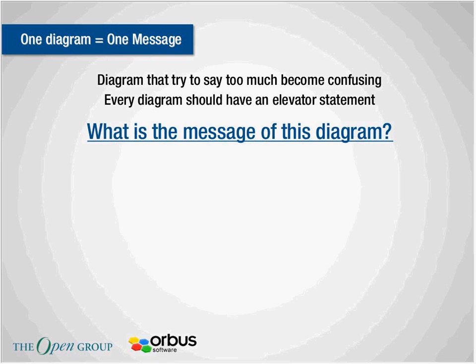Some of you may have come across the concept of an elevator statement: the sentence or two sentences which completely explain what a particular item is about. So an elevator statement for a company explains what that company is in business to do in one or two sentences. An elevator statement for a project, what it's achieving in one or two sentences. The principle applies just as well to an enterprise architecture diagram.